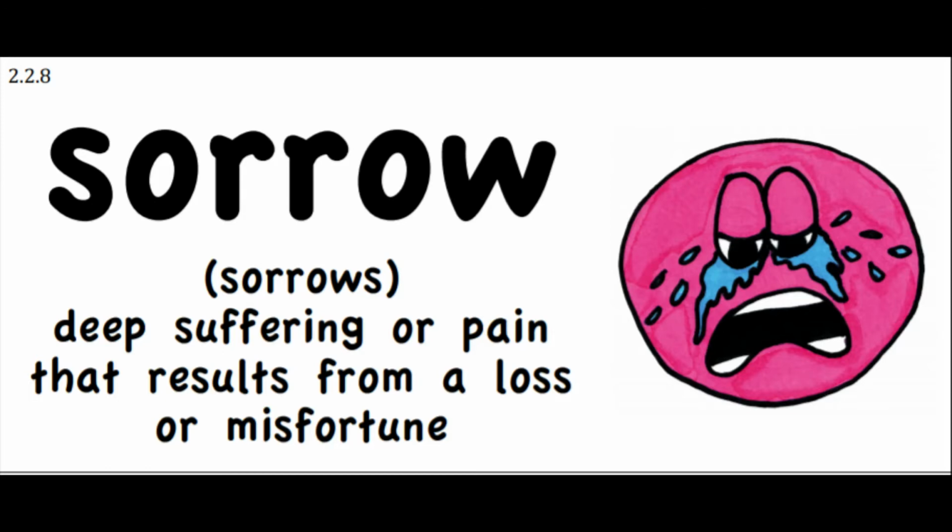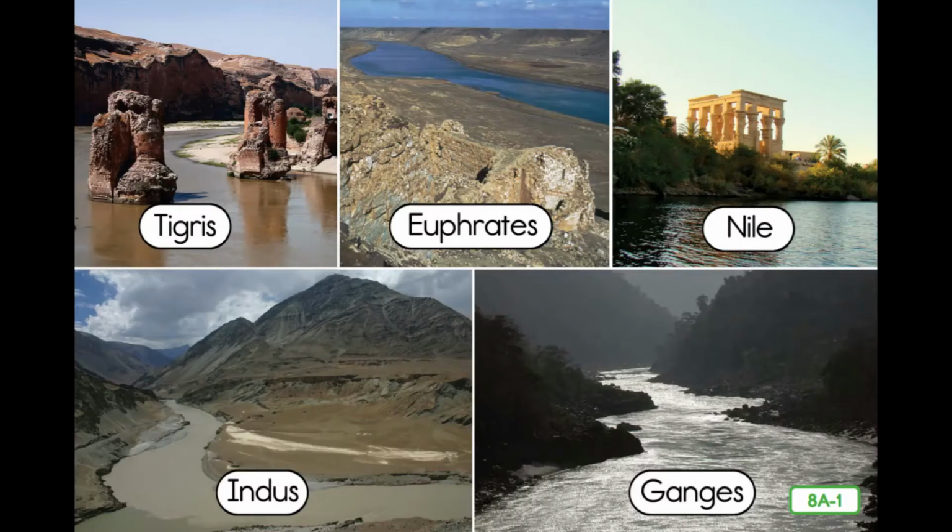All right, my friends, let's start learning about ancient China. The Tigris, the Euphrates, the Nile, the Indus, the Ganges. When you hear these names, what do you see in your mind? What do they have in common? Right, they are all rivers. What is special about these 5 rivers?